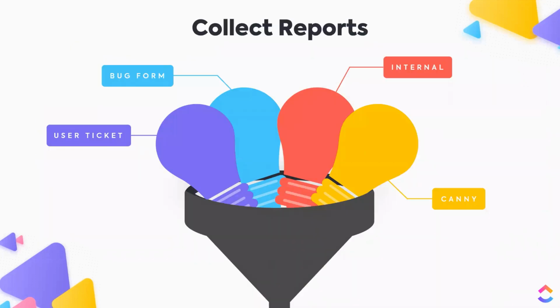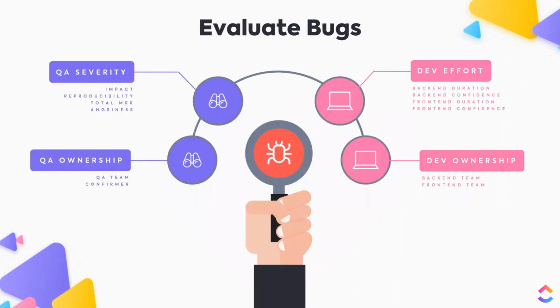At ClickUp, we collect reports from multiple sources, either through user tickets, bug forms, internal reports, and Canny feedback, which means we had to make the system work for each of them and revamp our current system to accommodate more flexibility as we continuously improve over time. Once that base is prepared, we could then get into the most important part, the bug evaluation.